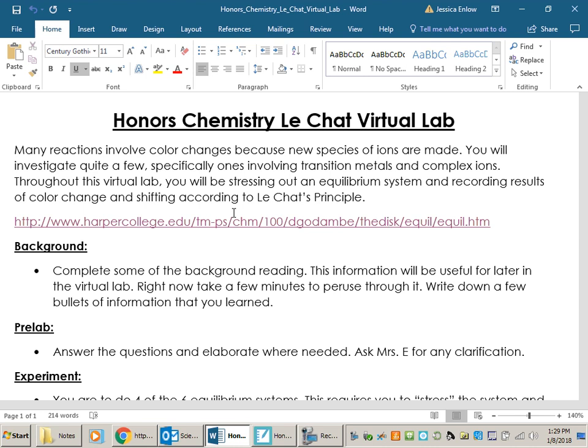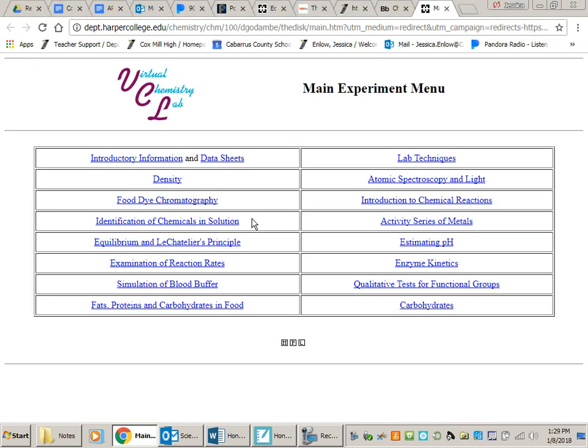Give me a thumbs up if you've made it here. Just trying to make sure we're on the same page. If your partner nearby is not there, just have them look up here for now. When you click on the link, it does not bring you directly to the simulation. It brings you to a home page. So control click, and it'll bring you to the home page. Hit Equilibrium and Le Chatelier Principle.